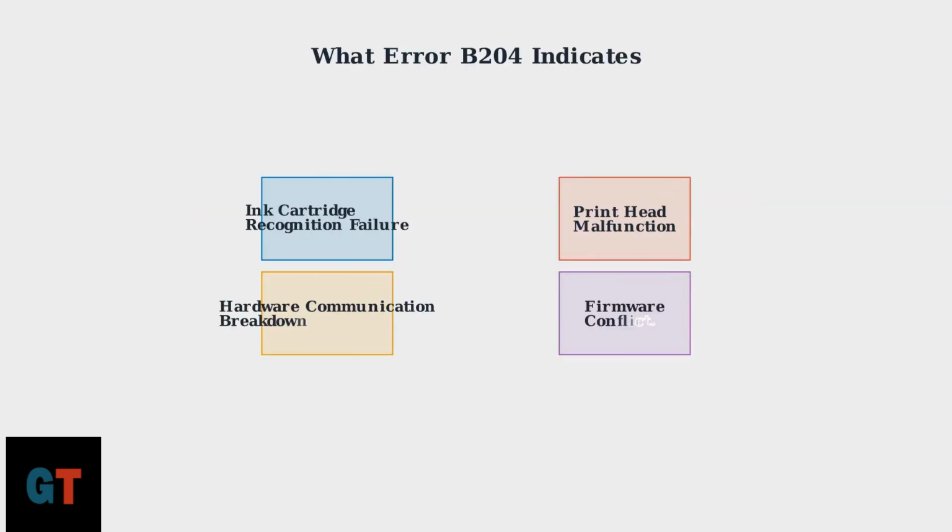Error B204 typically indicates one of four main system problems. These include ink cartridge recognition failure, where the printer cannot detect installed cartridges, print head malfunctions affecting the printing mechanism, internal hardware communication breakdowns between components, and firmware conflicts preventing proper system operation.